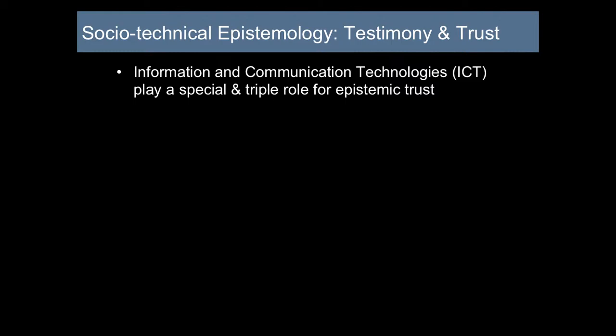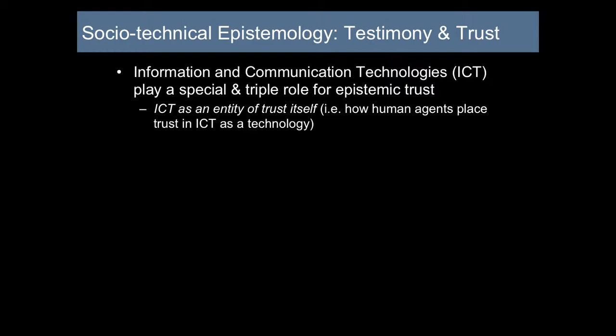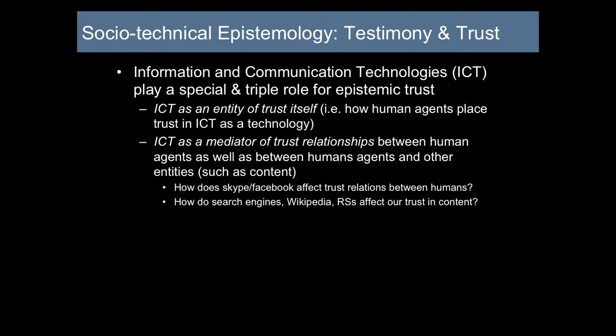So it seems that technologies of information communication, but also computation, play a special and triple role for epistemic trust. On the one hand, ICT, or technologies of computing as well, can be an entity of trust themselves. For instance, you can trust a computer in a sense as you can trust or not trust a car. But ICT also are very often mediators of trust relationships between humans, human agents, as well as between human agents and other types of entities, such as content. You can, for instance, ask, how does Skype or Facebook affect our trust relations between humans, or how do search engines, Wikipedia, recommender systems affect our trust in content?